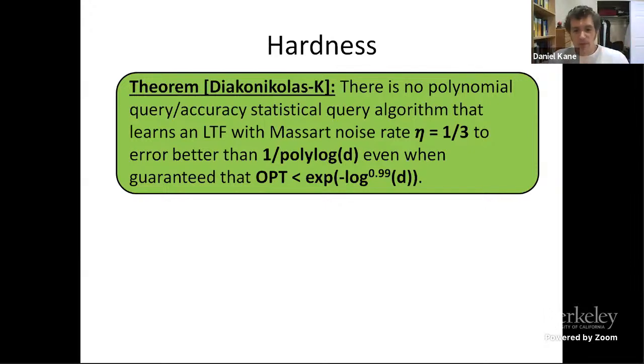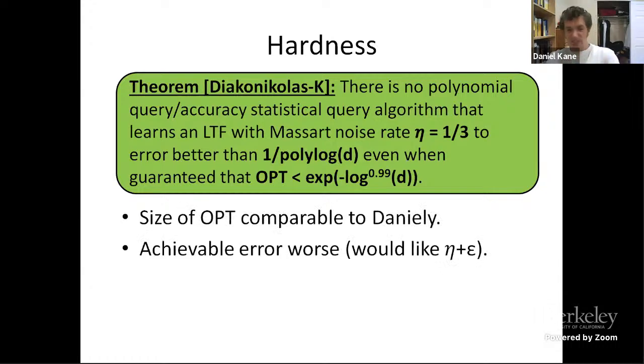So the theorem that we prove is that there's no polynomial query and accuracy statistical query algorithm that learns a linear threshold function with Massart noise at rate, say, eta equals a third, so a constant error rate, to error better than 1 in poly log of the dimension, even when you are guaranteed that opt is exponentially small in log d to the 0.99.